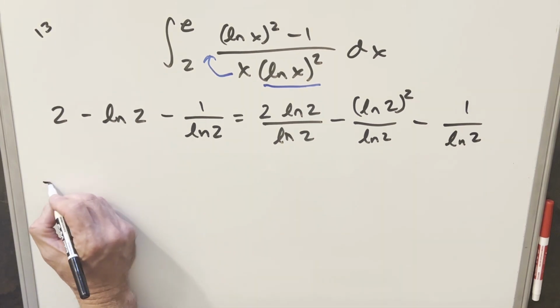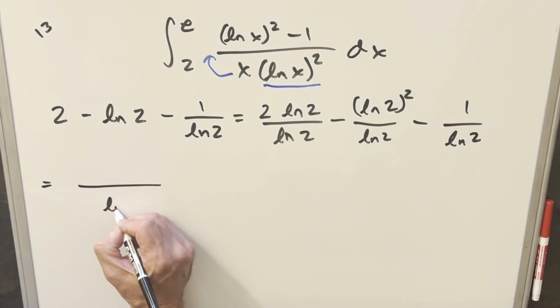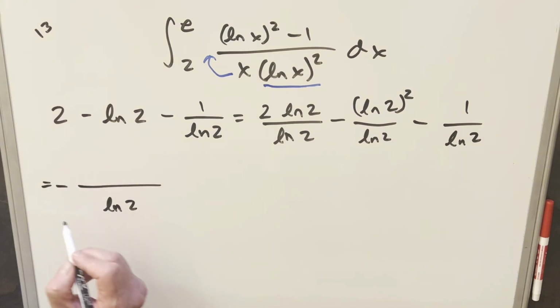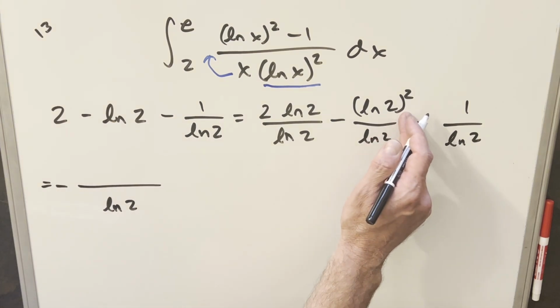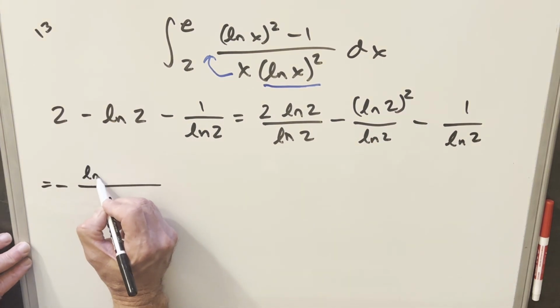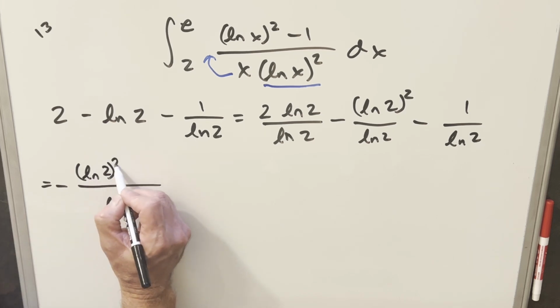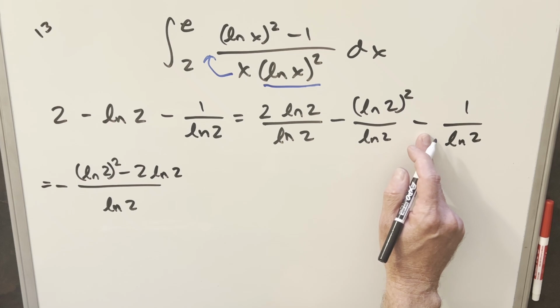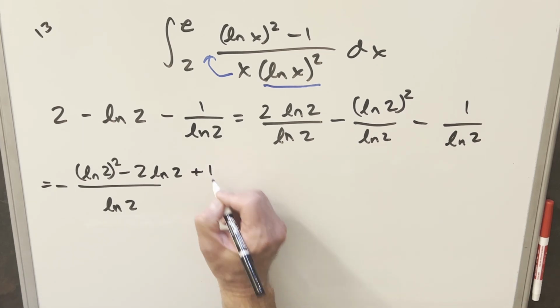So then we have our common denominator. Let's put this all over ln 2. But what I want to do is, I'm trying to set this up to factor it. Let's factor a minus out front. So when I do this, I'll reorder it. Now this minus ln 2 squared is going to become positive ln 2 squared. Here, this is going to be a minus. And then reversing the sign on the minus 1, this is going to become a plus 1.